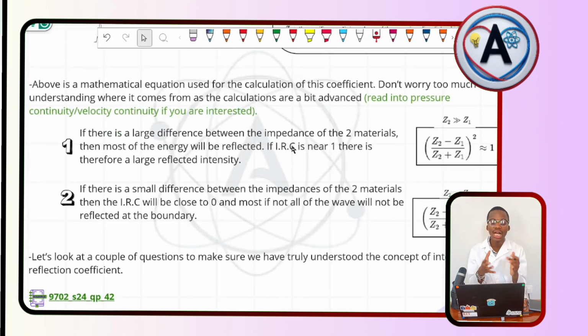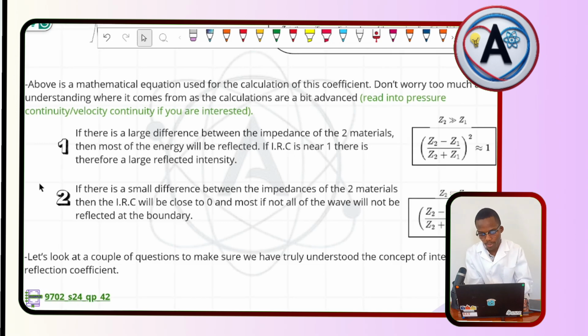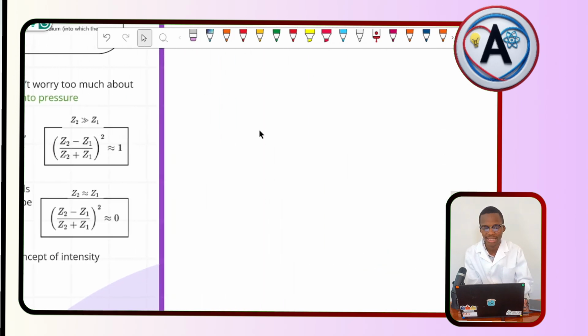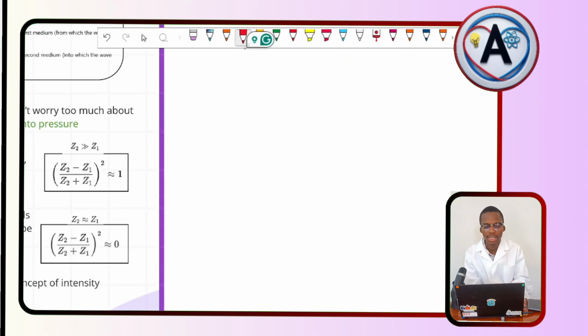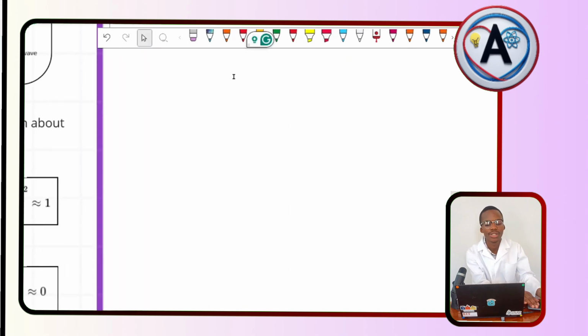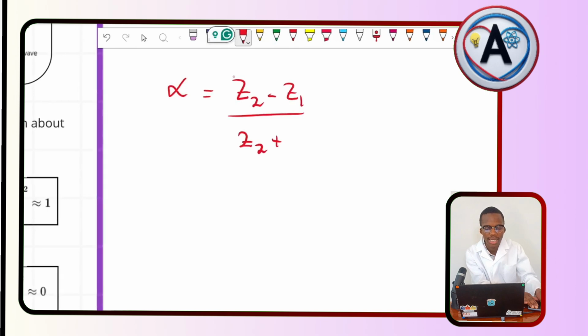So if there's a large difference between specific acoustic impedances of materials, then most of the energy will be reflected. If it's near to 1, that implies most of the wave is reflected. If there's a small difference between acoustic impedances, then the IRC will be close to 0, if not 0, and most of the wave will not be reflected. What do I mean by this? Remember, I said that my intensity reflection coefficient alpha is essentially equal to Z2 minus Z1 over Z2 plus Z1, all of that squared.